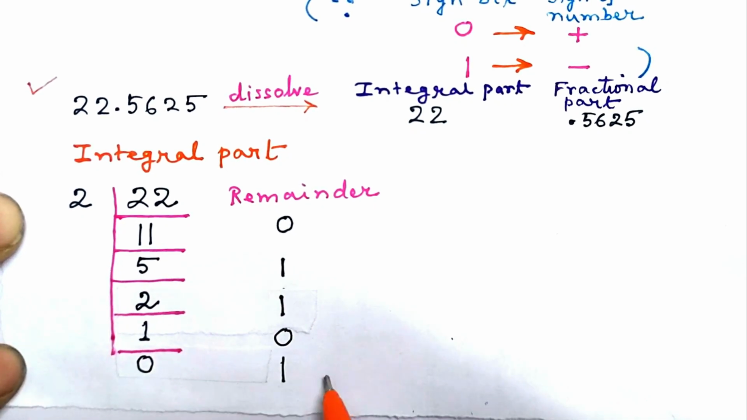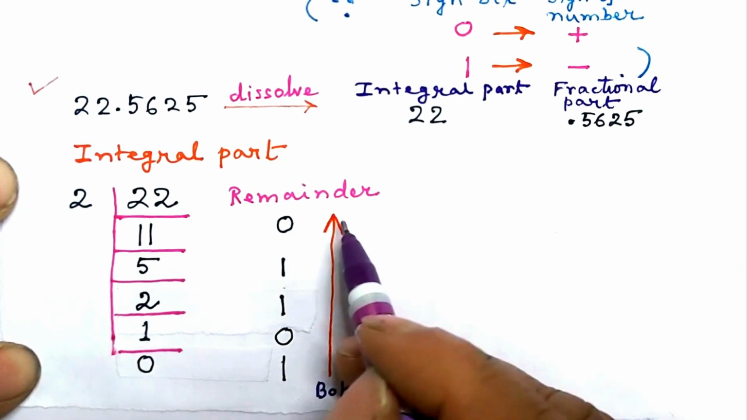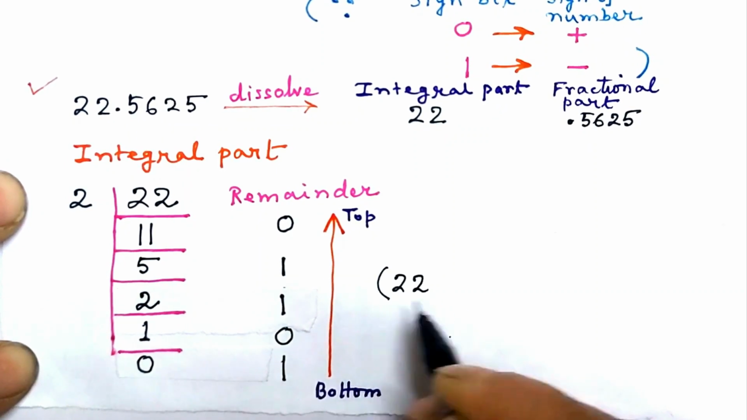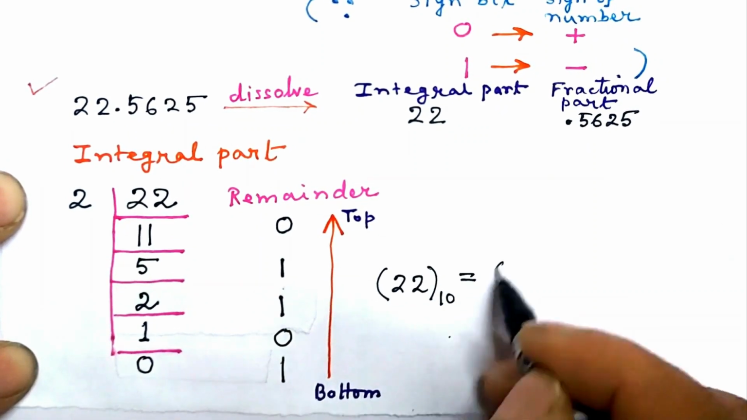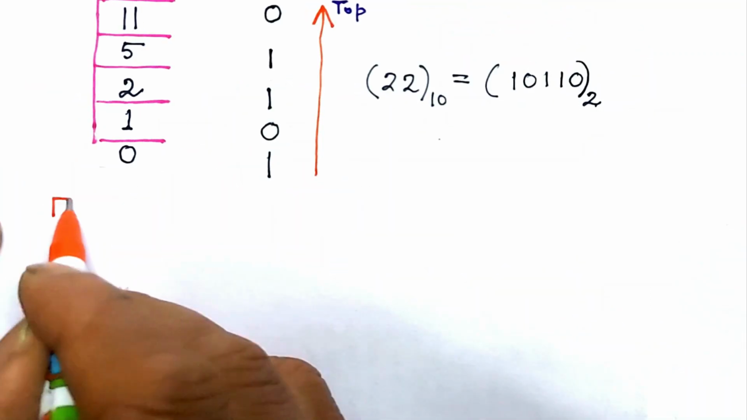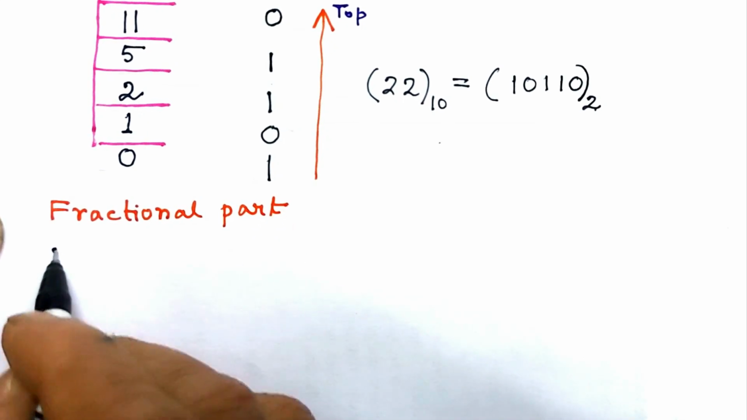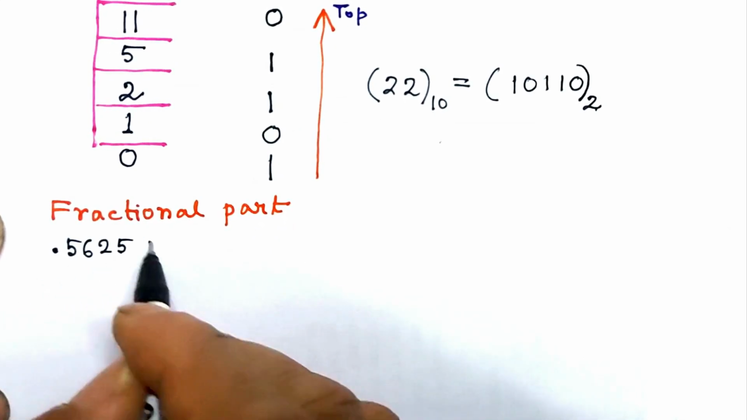We have obtained a string of numbers. How shall we read it? It is in this manner, bottom to top. So we have got 22 base 10 equal to 10110 to the base 2. What about the fractional part? Let us write it. It is 0.5625.